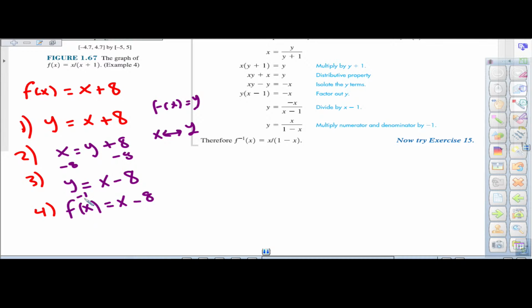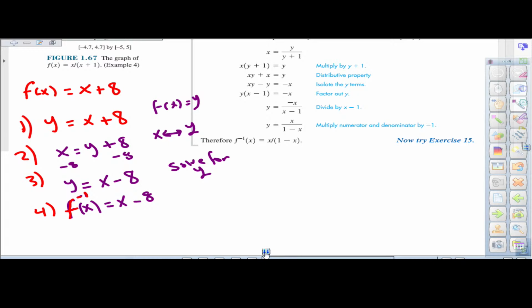What did I do here? Well, the first step is obviously to make the f of x a y, right? And then you switch the x's and y's, solve for your new y, and finally you just replace this y with f inverse of x. This means that you have arrived at your inverse function.